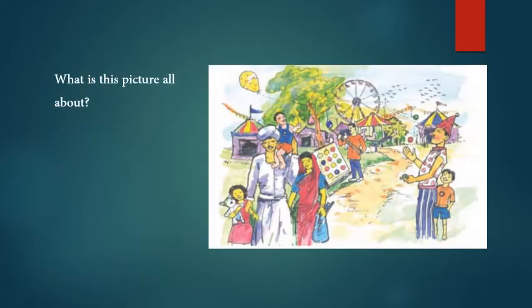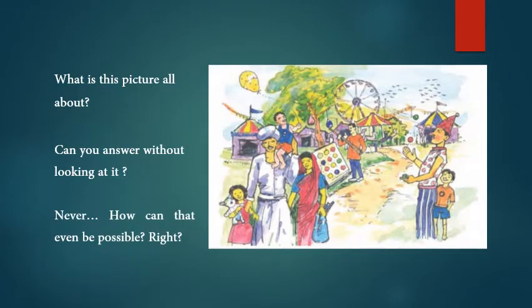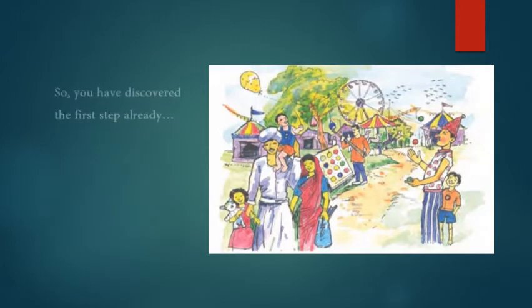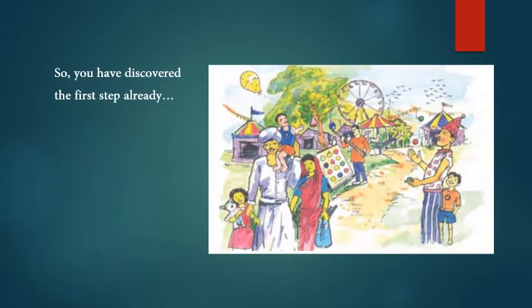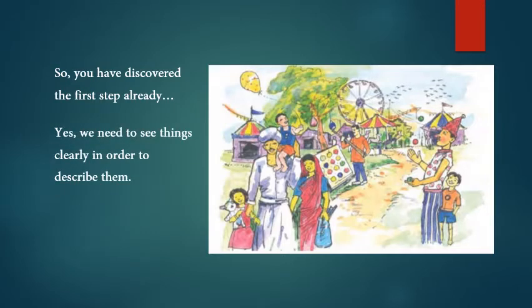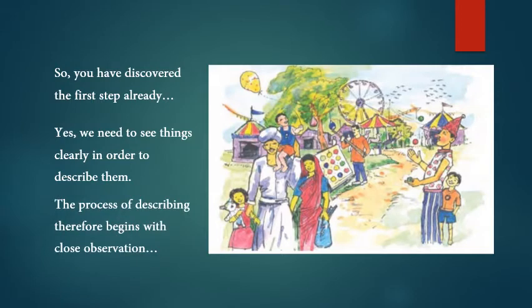What is this picture all about? Can you answer without looking at it? Never. How can that even be possible, right? So, you have discovered the first step already. Yes, we need to see things clearly in order to describe them. The process of describing, therefore, begins with close observation.